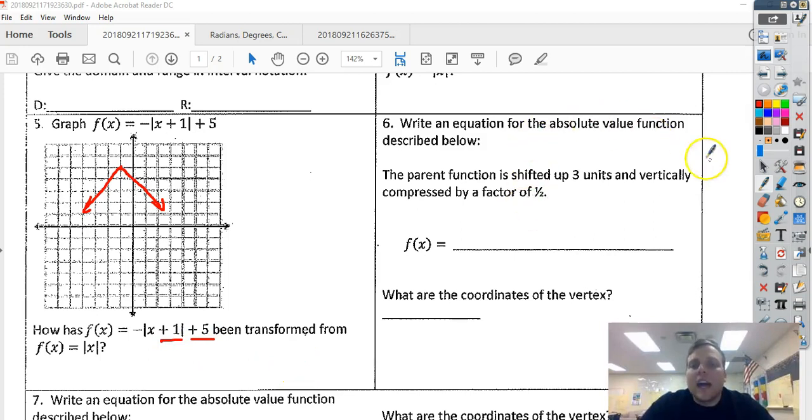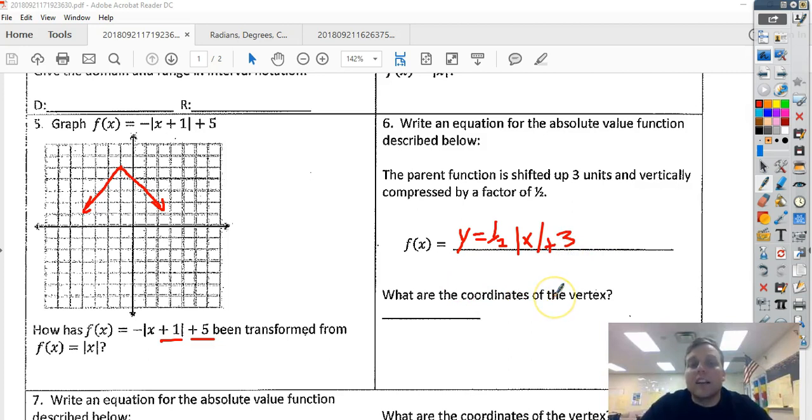Write an equation for the absolute value function described below. The parent function is shifted up 3 units and vertically compressed by a factor of 1/2. So we're going to get y is equal to 1/2 the absolute value of x, up 3.